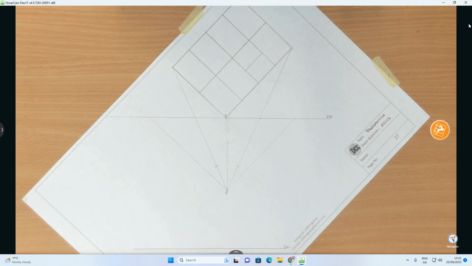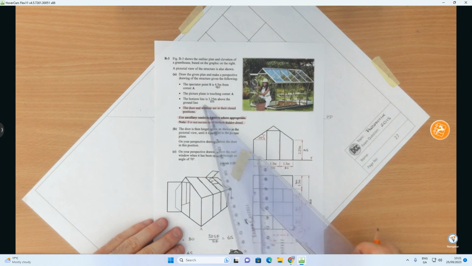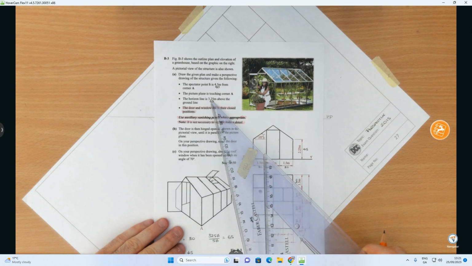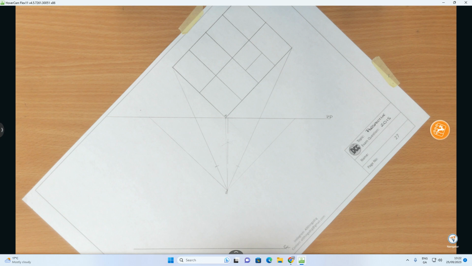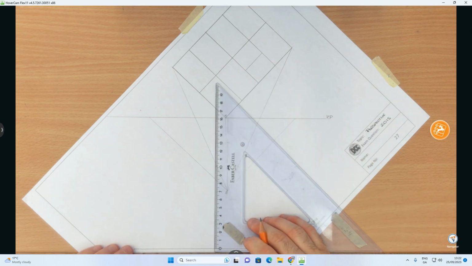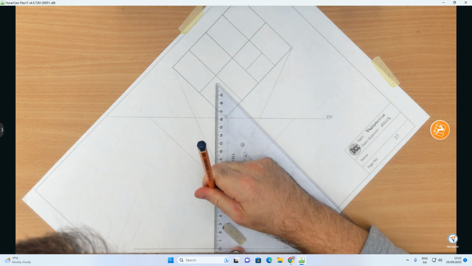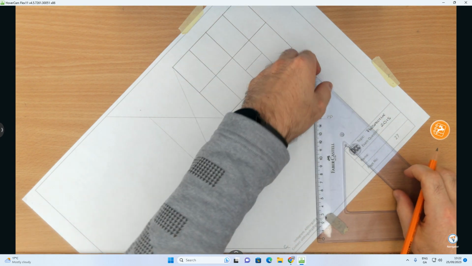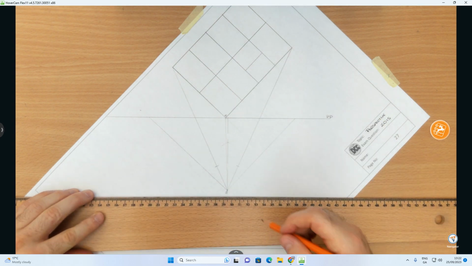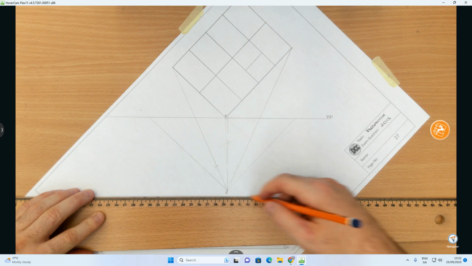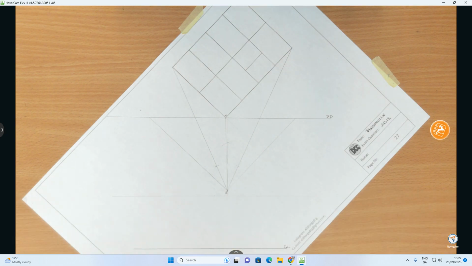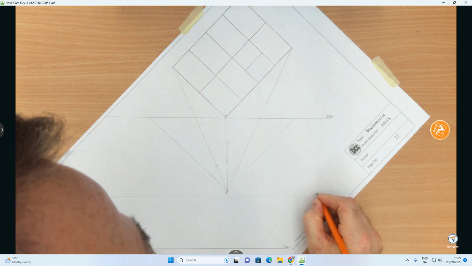And then my horizon line, which I worked out from my measurements here earlier, the horizon line is 3.25 meters, works out to be 65 millimeters. I'm going to set my horizon line 65 millimeters above my ground line. So 65. That's the only measurement that's really important there. Light line for my horizon line. And on my horizon line, I'm going to write HL.